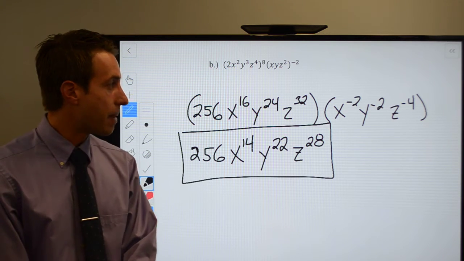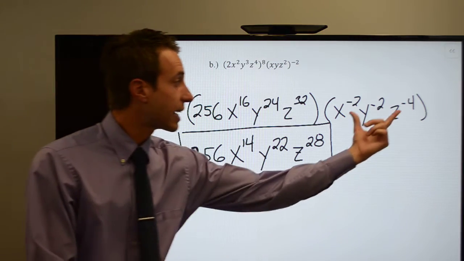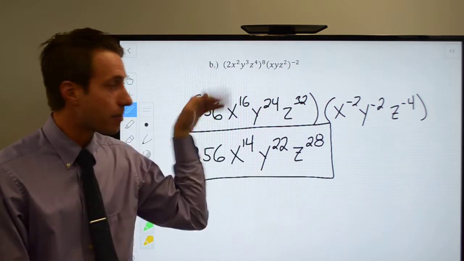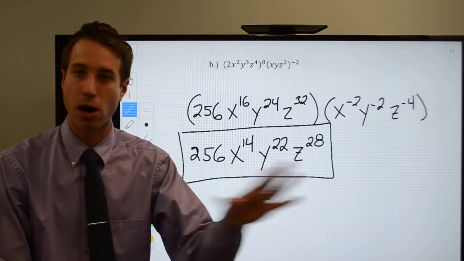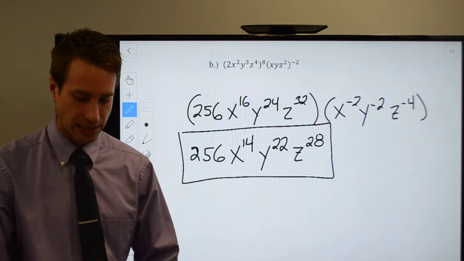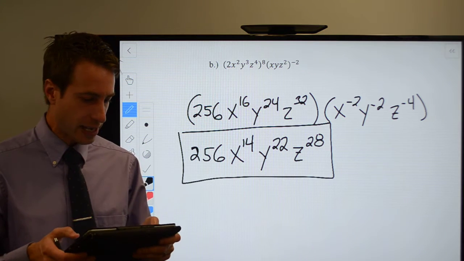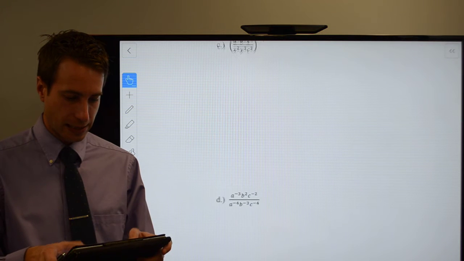It'll happen. And again, you certainly could have just taken this, dropped it into the bottom, and then canceled like terms top and bottom. You would have wound up with the exact same answer. Got a couple more for you on the next page. Jump on over here. Let's make these guys a little bit bigger.